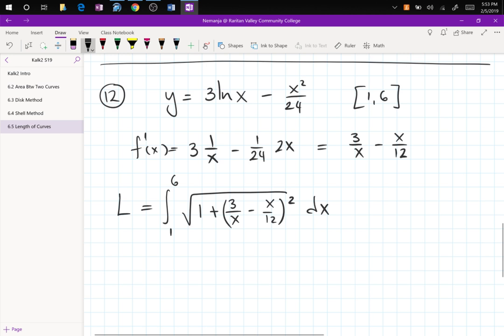So now we need to integrate this. And let's see what is the way to integrate this, since we didn't have the chapter on integration techniques yet. So let's see if we can figure something out. So yes, we are going to work this out. So 1 plus, we have 9 over x squared.